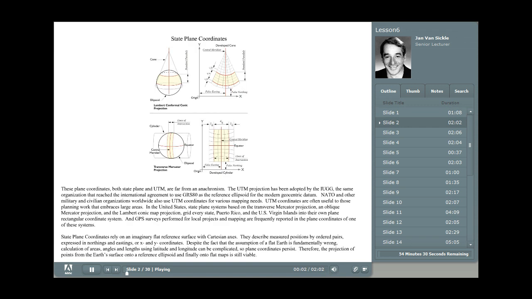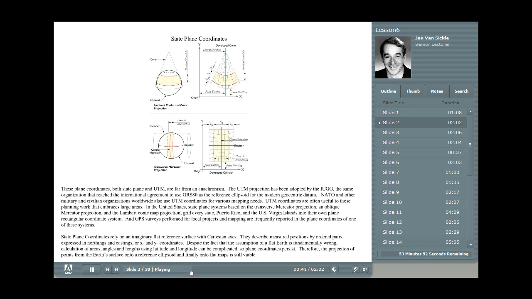Plane coordinates persist. They are convenient. The calculations can be done with plane trigonometry, and they are ubiquitous. GIS coordinate systems typically are plane, state plane coordinates being used a great deal in the United States and North America in general. Also, universal transverse Mercator coordinates adopted by NATO and the military and civilian organizations worldwide for various mapping needs.